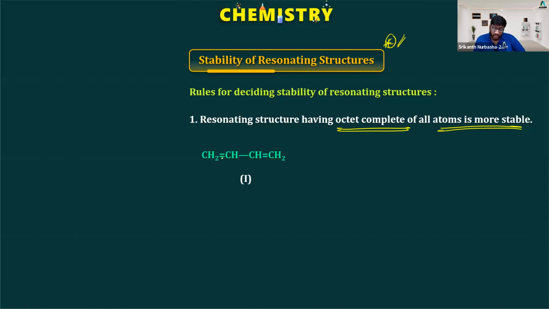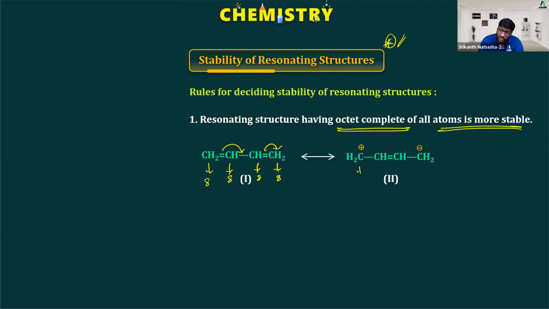Like structure 1, CH2 double bond CH, CH double bond CH2. Structure 2 is the respective resonating structure which is obtained by pi-pi conjugation: CH2 plus, CH double bond CH, CH2 minus. Now try to look at the octet. This carbon has 2 plus 2, that is 4 bonds, 8 electrons. Every carbon is involved in 4 bonds. If you look at the first structure, 1, 2, 3, 4, every carbon is involved in 4 bonds. So 8 electrons are present on every carbon.